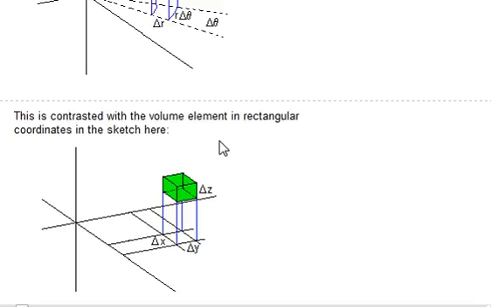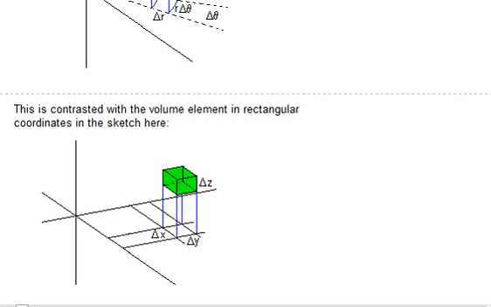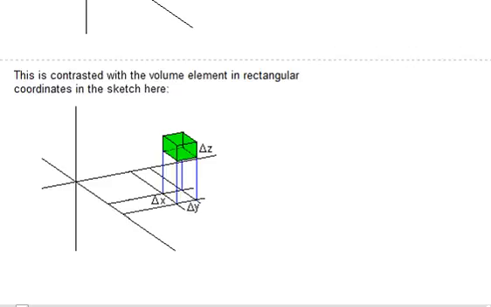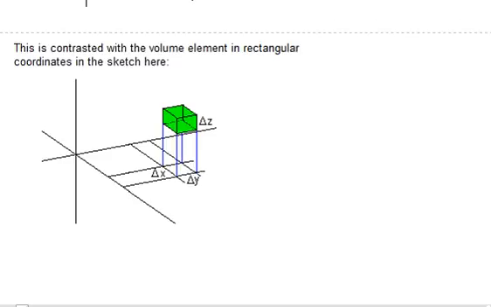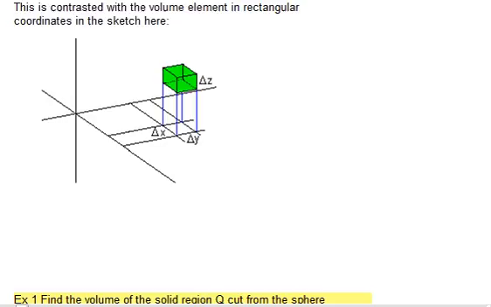Just so you recall, the volume element in rectangular is delta x, delta y, delta z. But as you would expect, we're going to let the size of these rectangular parallelepipeds approach 0.